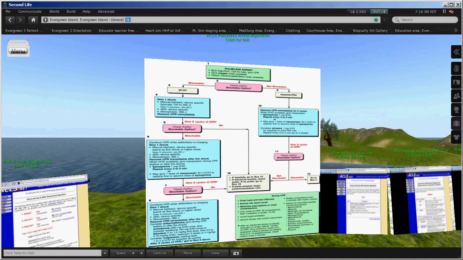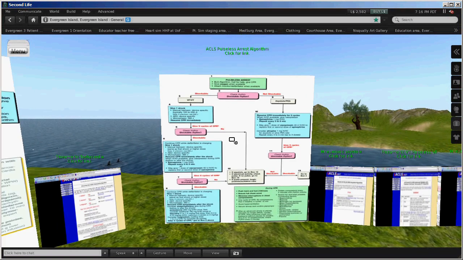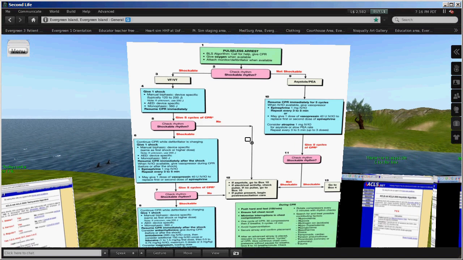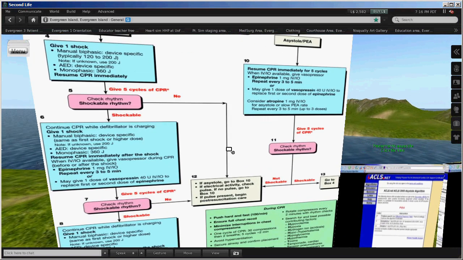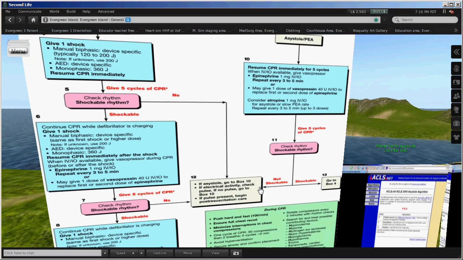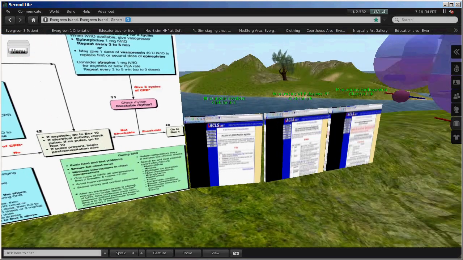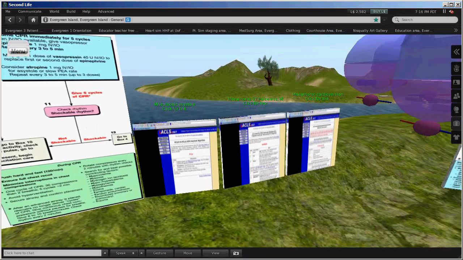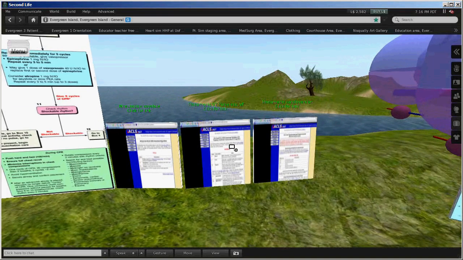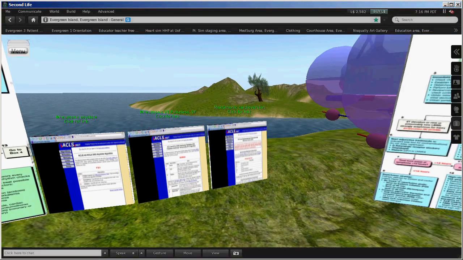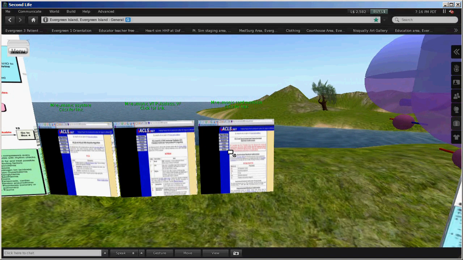This is a pulseless arrest algorithm, and so take a look at this. Again, this is a review. You don't have to memorize these. A mnemonic for asystole, a mnemonic for VT pulseless VFib, a mnemonic for cardioversion.